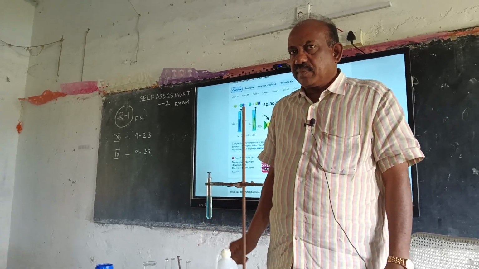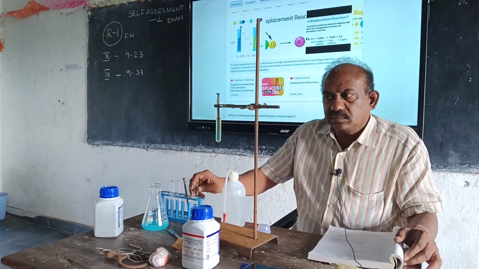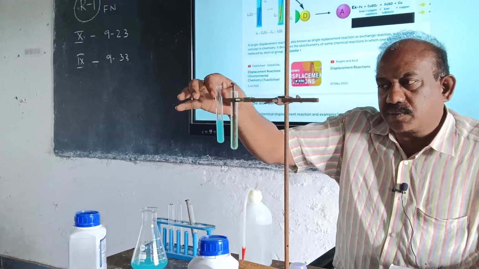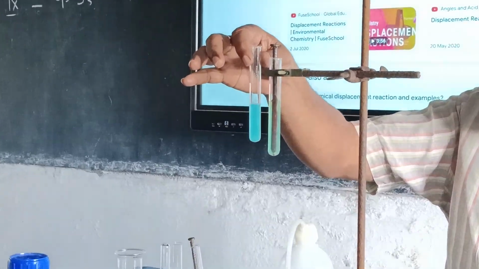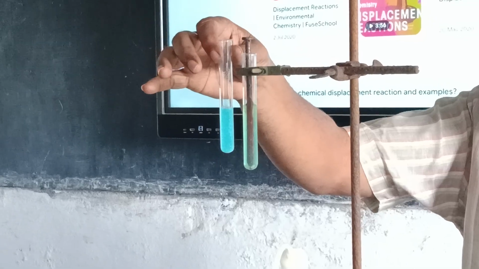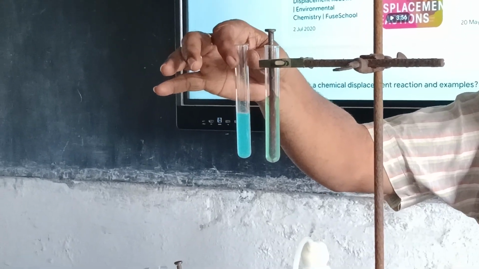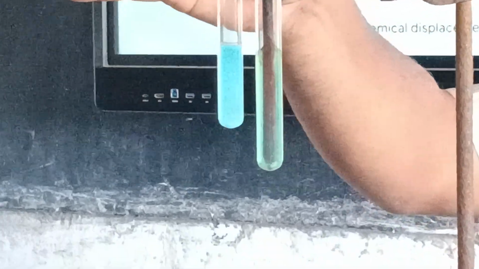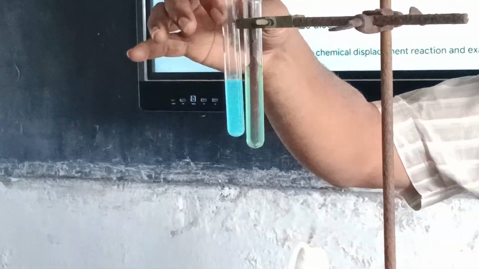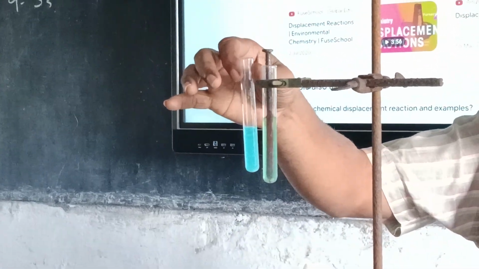A few minutes later, now we will check the color of both solutions. Is there any change in the copper sulfate solution which has the iron nail dipped in it? Do you find any change? Yes, the change has clearly appeared. So this is a brownish solution. The solution will become brown.